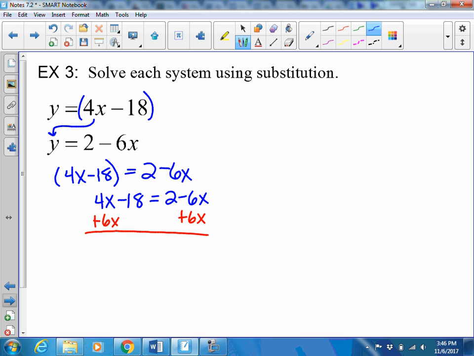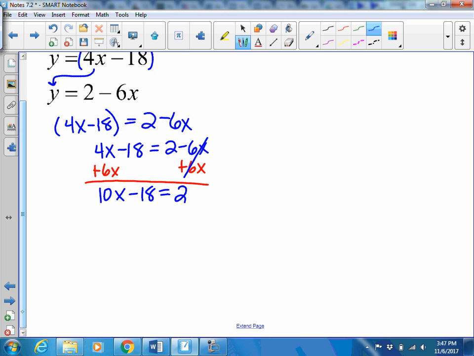I will end up with 10x minus 18 equals 2, because that cancels. I'm going to add 18 to both sides. So I get 10x equals 20. And then just finish your problem out, divide off 10. So I end up with x equaling 2.